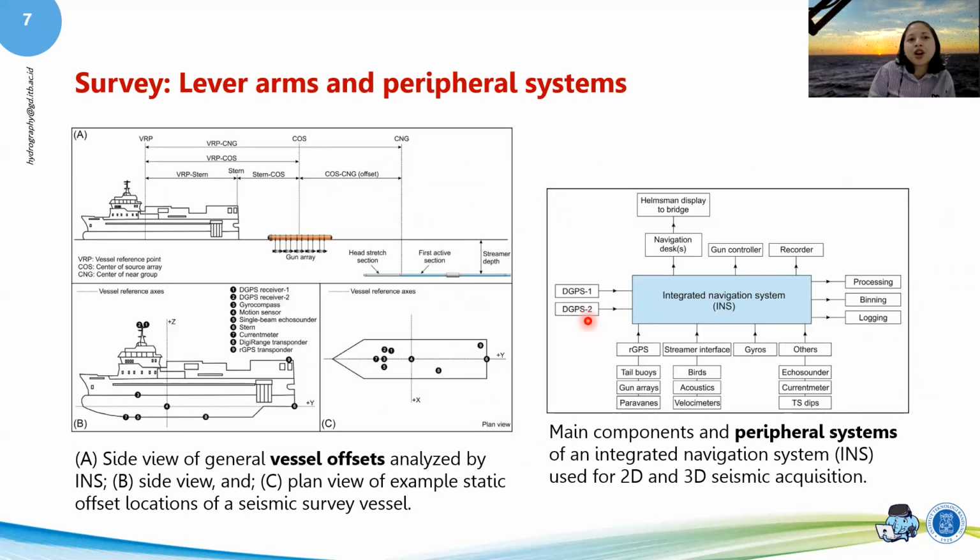Again, when you do a survey, you need to take a look at your lever arms and peripheral system. Lever arms are basically the offsets, the vertical offsets, the horizontal offsets. This is how it looks in profile. This is how it looks from the top, and this is how it looks with the ones that are outside of the ship.